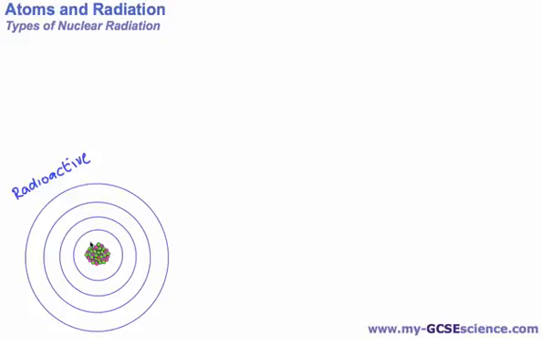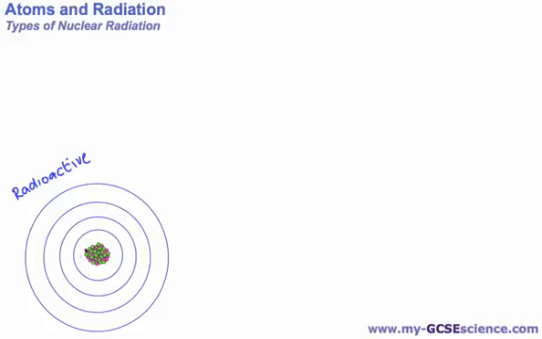Now, to begin with, we've got an example of an atom from an element. This element is radioactive. Two examples are uranium and plutonium, and these are ones that are often talked about for your GCSE physics. And it's important to remember that when we talk about radioactivity or nuclear radiation, it's radiation that's coming from the nucleus of the atom.